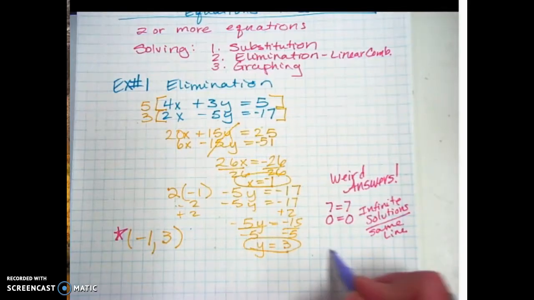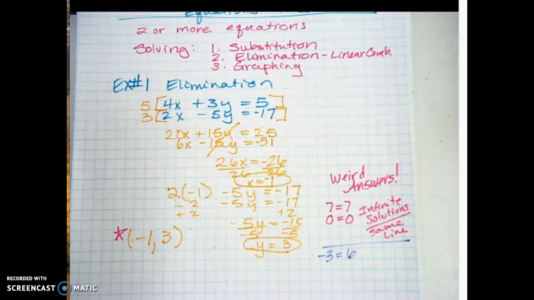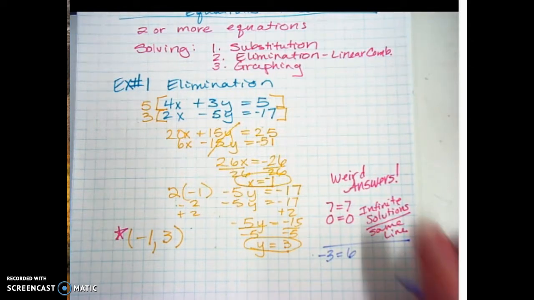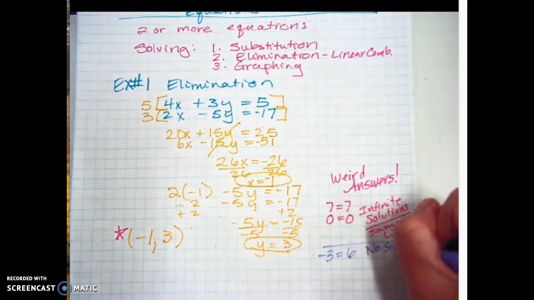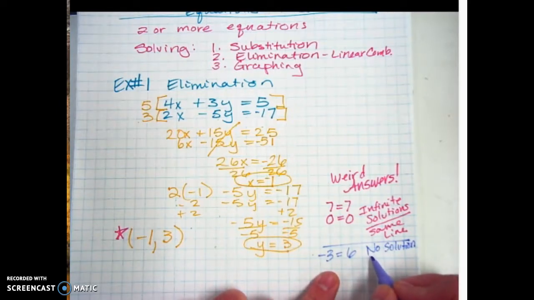Another type of answer that you might see would be negative 3 equals 6. So instead of getting x equals negative 3, your x's cancel out, and all you have is negative 3 equals 6. This one is not infinite solutions. It's no solution. What kind of graph do you think that one would be? Parallel lines, right? They're never going to intersect. They're never going to touch.